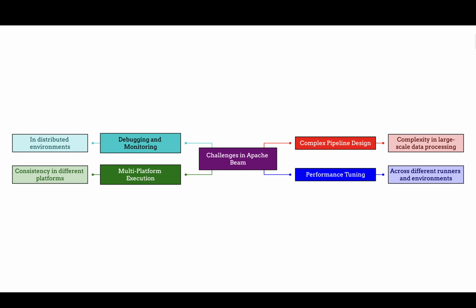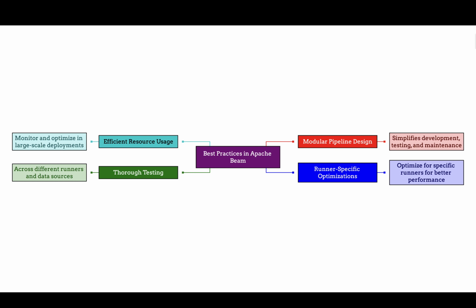Challenges in Apache Beam. 1. Complex pipeline design. Designing efficient and robust Beam pipelines can be complex, especially for large-scale data processing. 2. Performance tuning. Tuning performance across different runners and execution environments can be challenging. 3. Multi-platform execution. Ensuring consistent behavior and performance across different execution platforms requires thorough testing. 4. Debugging and monitoring. Debugging and monitoring pipelines, especially in distributed environments, can be difficult.